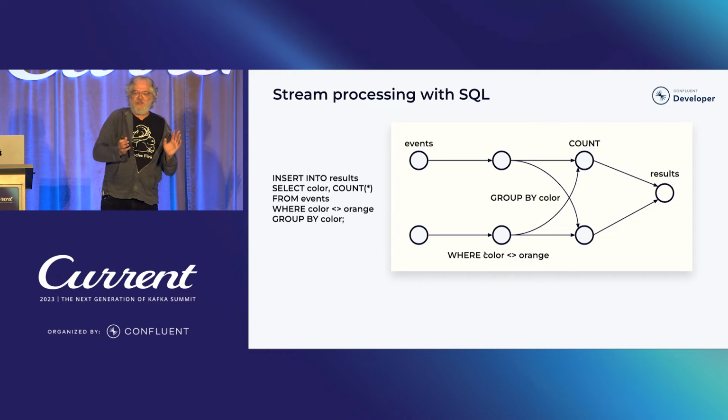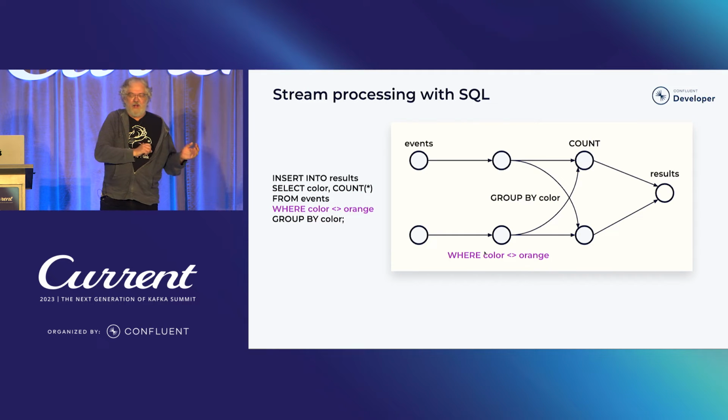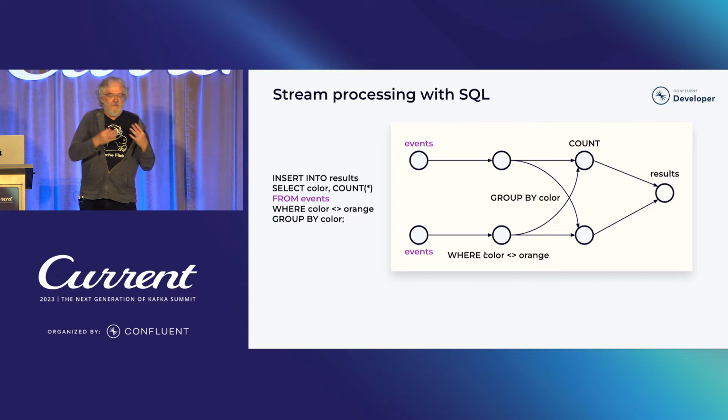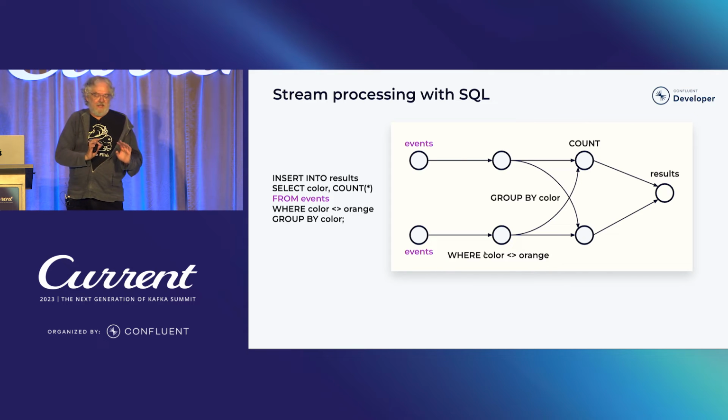Now, this application that I showed you could have been easily expressed as a SQL query. This is what that would look like. I would say insert into results to describe the sink for my job. The select color and count grouped by color, that's describing this repartitioning and counting that's going on here. The where color is not orange is describing the filtering step. And of course, from events is describing the source of the data. Many straightforward data processing pipelines like this one can be easily and very well expressed as a SQL query.